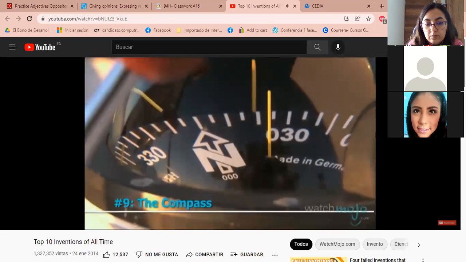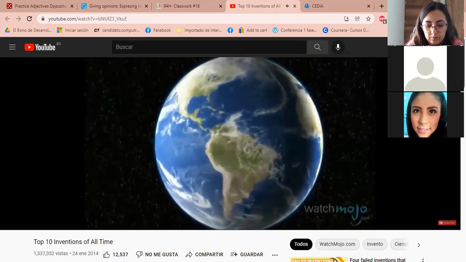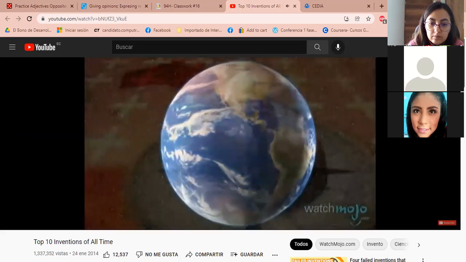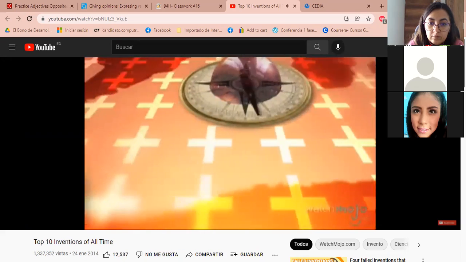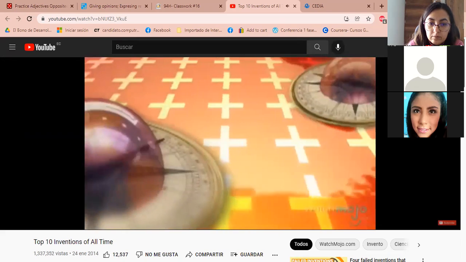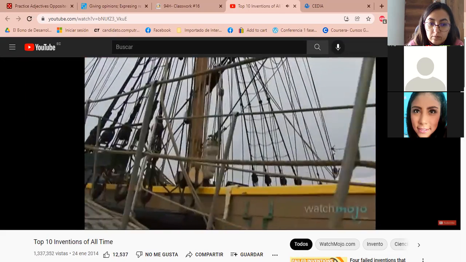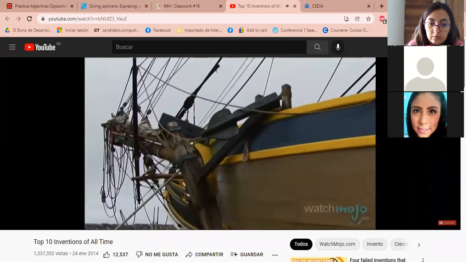Number 9, the compass. Before the compass, sailors depended on landmarks or even the stars to navigate their ships. But once the Chinese began using lodestones and magnetism to find their bearings between the 9th and 11th centuries, it quickly spread to the Arab world and to Europe. This not only made circumnavigation of the globe easier, it also made it safer, which kicked off the age of discovery.